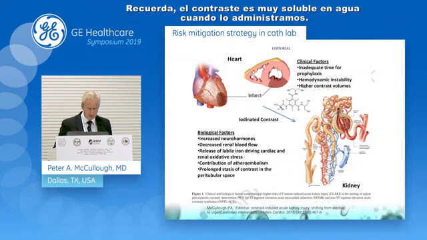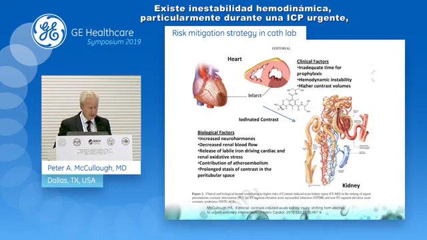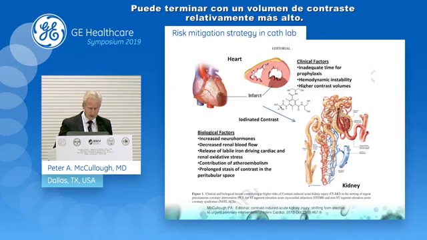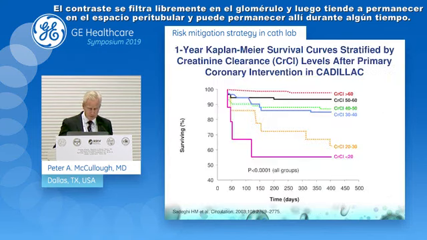When we administer it, many times we have inadequate time for prophylaxis. There's hemodynamic instability, and in particular in the setting of urgent PCI, because we're constantly testing and retesting the position of our catheters and stents, we can end up with relatively higher contrast volumes. But contrast is freely filtered in the glomerulus, and then it tends to reside in the peritubular space and can be there for quite some period of time.